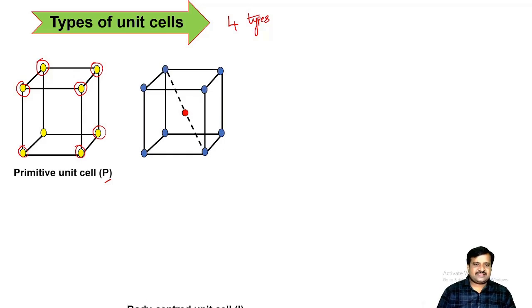Second one is body centered unit cell, represented by I. In this body centered unit cell, 8 atoms or ions are present at the 8 corners, and at the center of this cube, the center of the unit cell, one atom or ion is present.